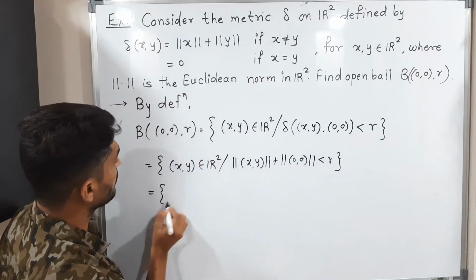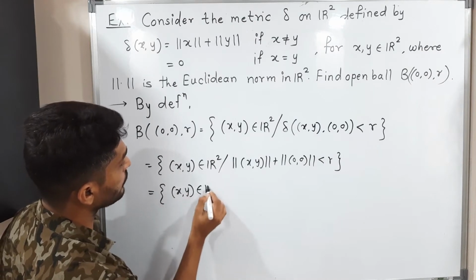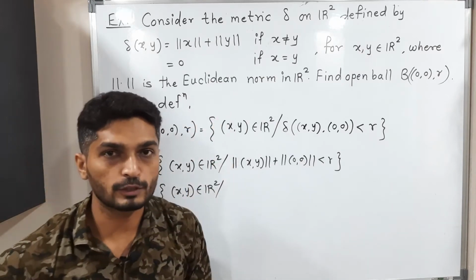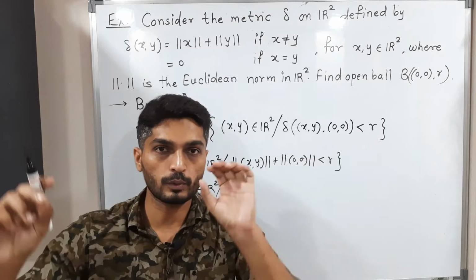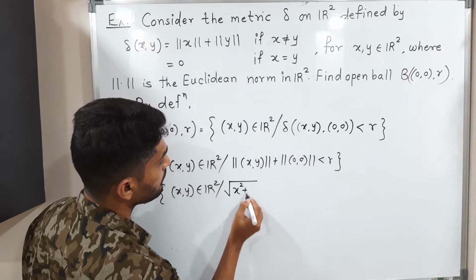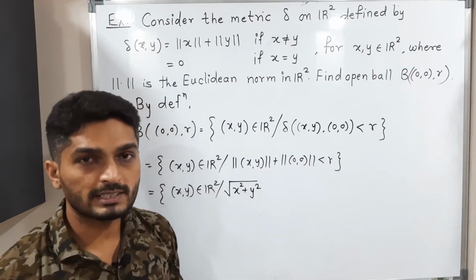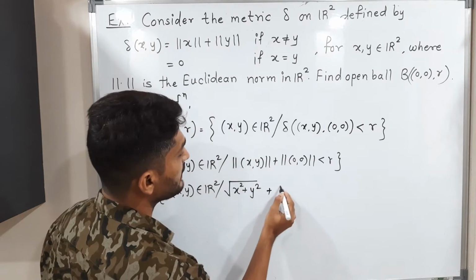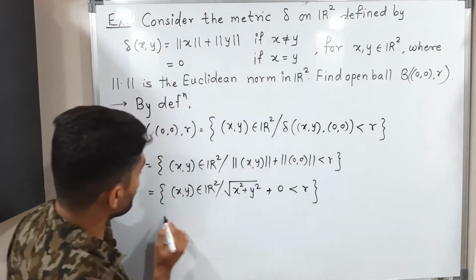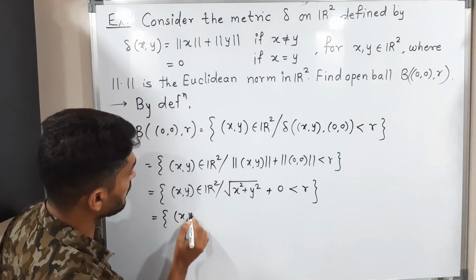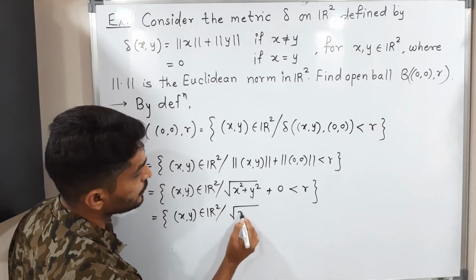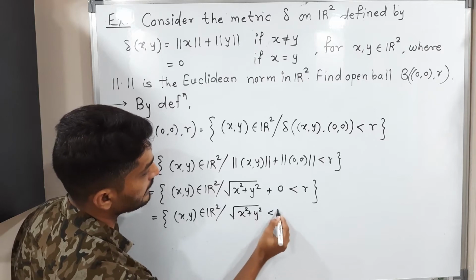So this is equal to, I will simply copy, (x, y) belongs to R2 such that, the norm is the Euclidean norm, it's the regular definition. You know the definition of norm, square root of the square of the first plus the square of the second. By following that definition, I can write square root of x square plus y square. Here we have to follow the same definition, so square root of 0 plus 0, so simply I can write 0. So this is less than R. Okay, so this is equal to, I will rewrite the same thing: (x, y) belongs to R2 such that 0 plus this one you will have the same, square root of x square plus y square less than R.